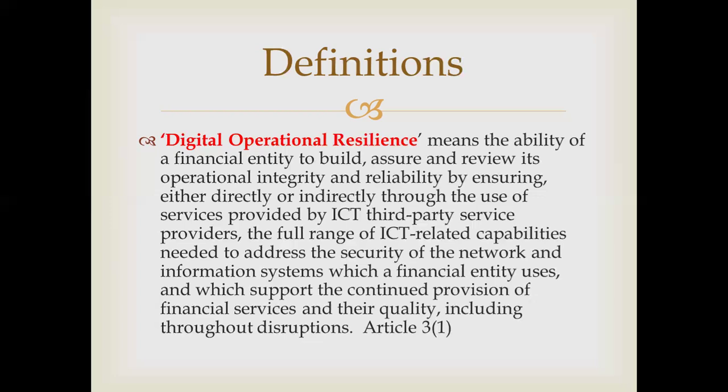So you have to build, assure, and review operational integrity and reliability by ensuring, either directly or indirectly through the use of services provided by ICT third-party service providers, the full range of ICT-related capabilities needed to address the security of the network and information systems which a financial entity uses and which support the continued provision of financial services and their quality, including throughout disruptions. We got this from Article 3, Paragraph 1, the definition of digital operational resilience.